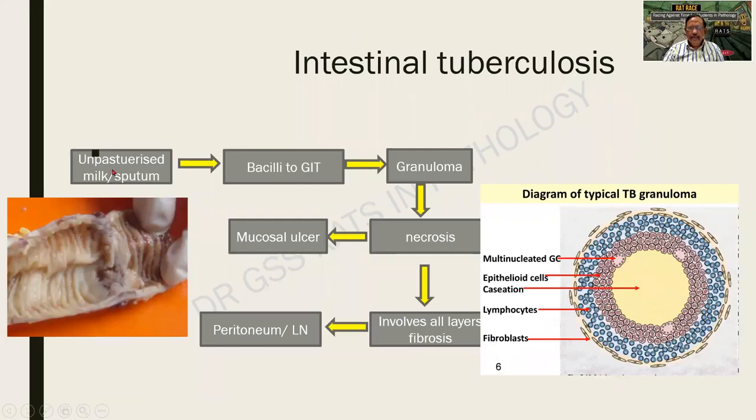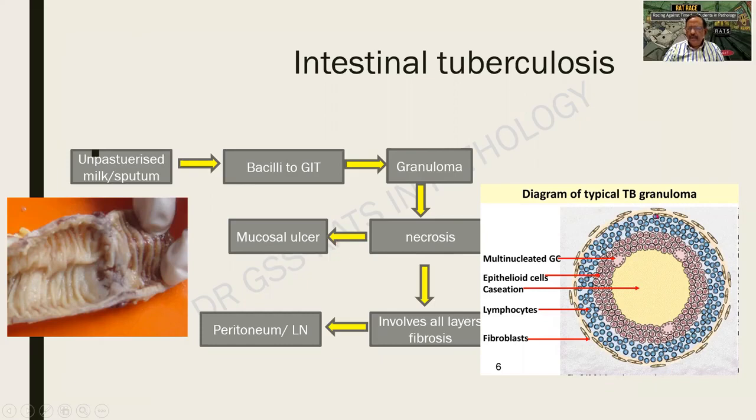See what happens. There is unpasteurized milk. This is gone long back, but still, or the sputum that can be ingested when it is coughed out. These are the sources for the bacilli to the GIT. And it results in histologically a granuloma, which will develop necrosis, and the overlying mucosa, it shows ulceration.